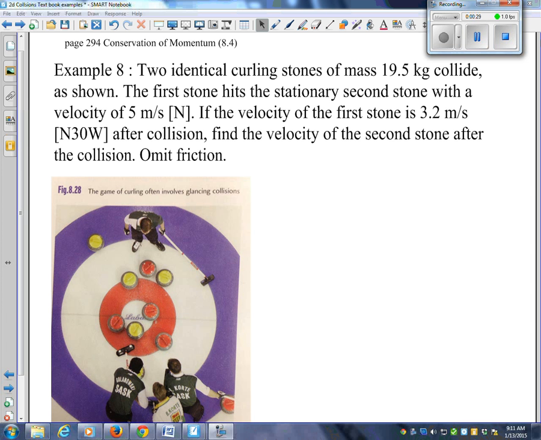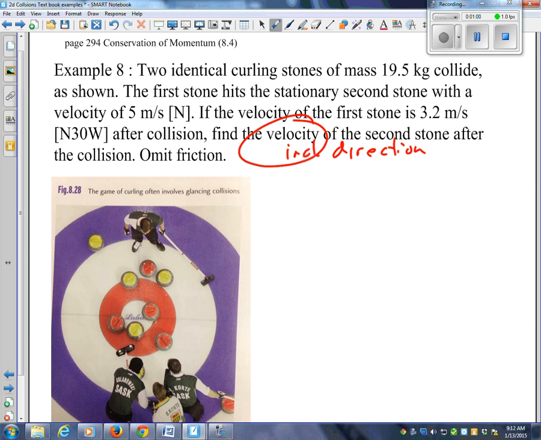So these collide as shown, and this is just a picture out of your book, so it's really not as shown, right? The first stone hits the stationary second stone with a velocity of 5 meters per second north. If the velocity of the first stone was 3.2 north, 30 west after collision, find the velocity of the second stone after the collision, omit friction. And then when I say find the velocity, I also mean what? Including the direction.